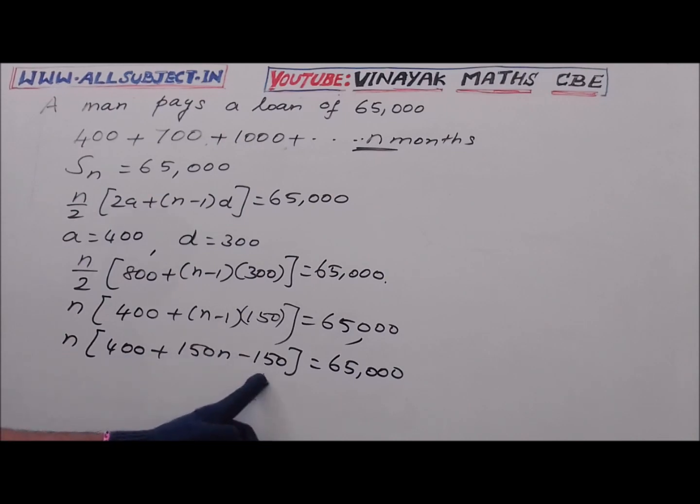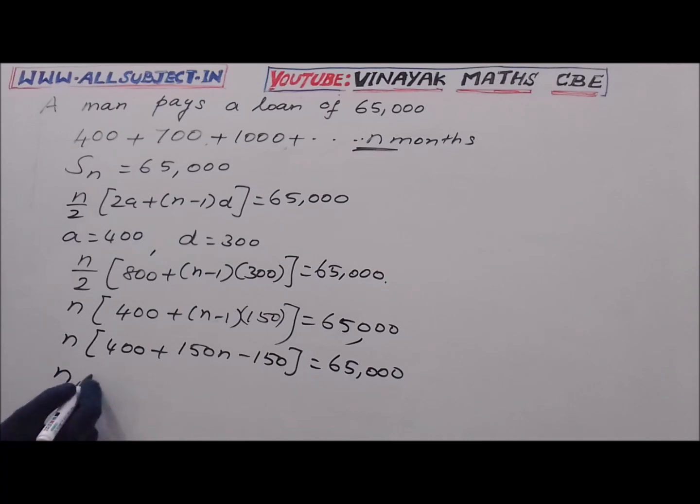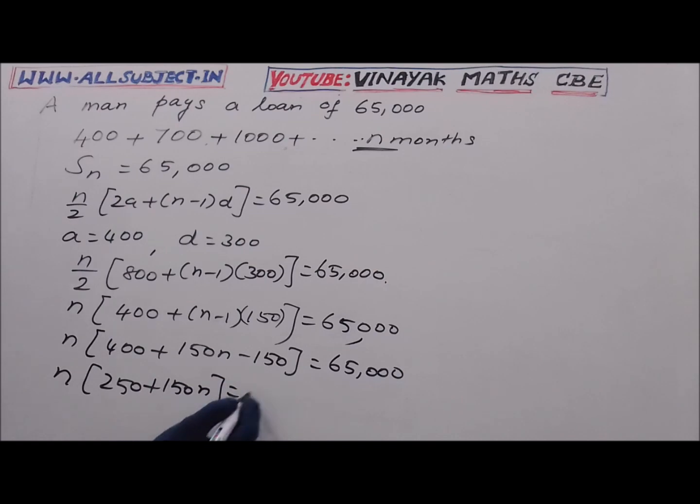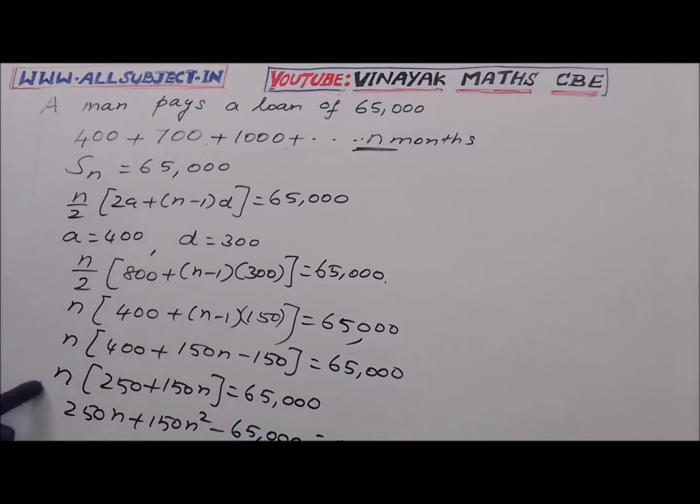Then 400 minus 150 is 250, n into 250 plus 150n equal to 65,000. Multiply inside n, we'll get 250n plus 150n square minus 65,000 equal to 0. Look at here, all are divisible by 50.